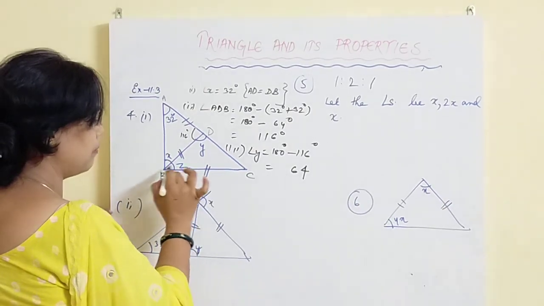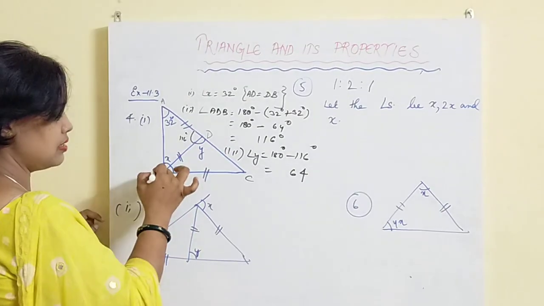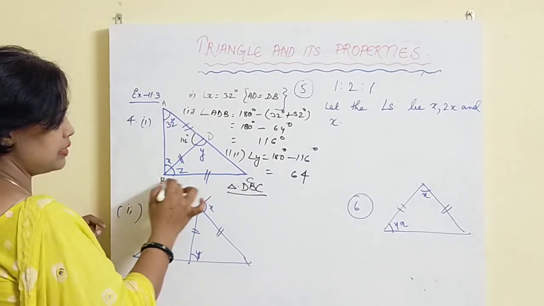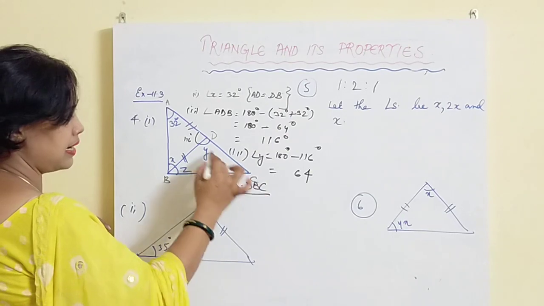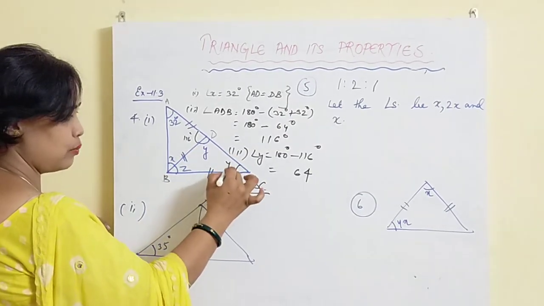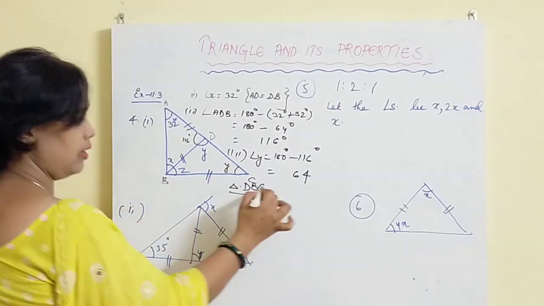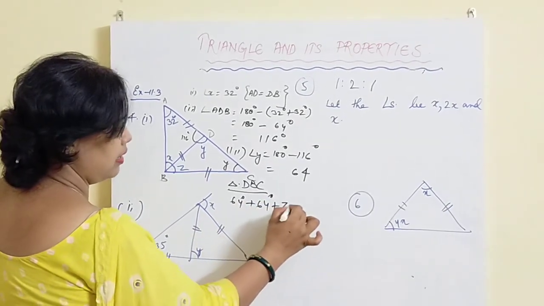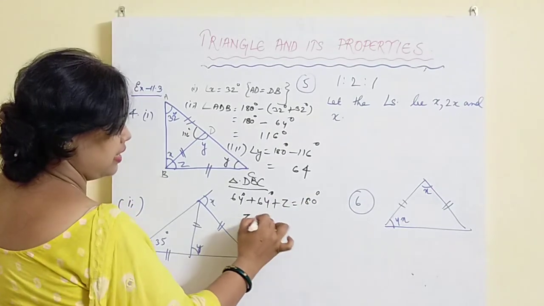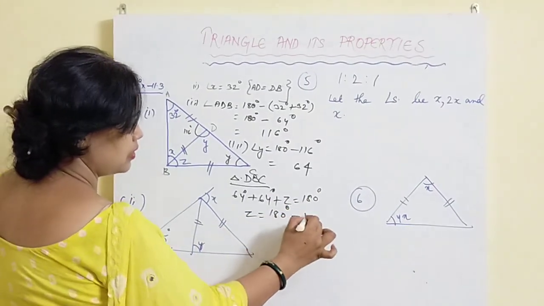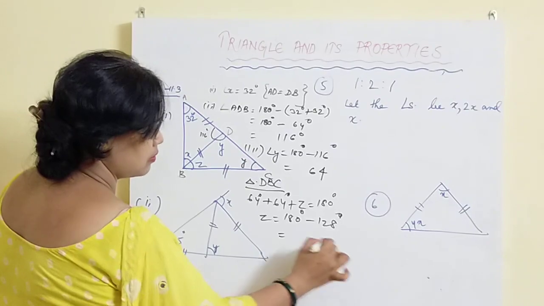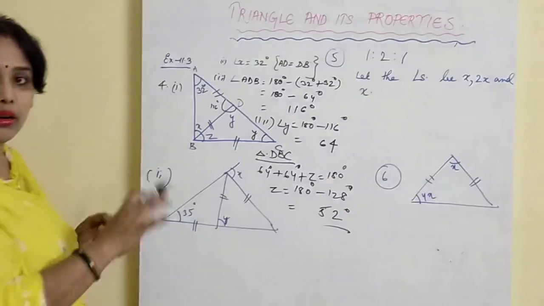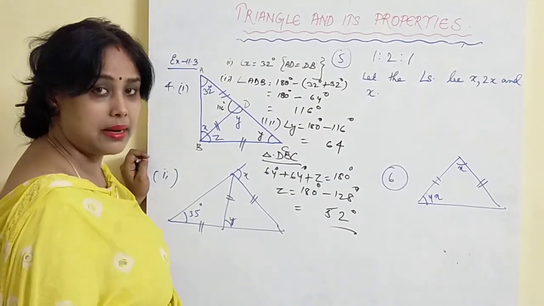Now we will see triangle DBC. So in triangle DBC you try to observe this side is equal to this side. Therefore as it is y, this will also be y. So 64 degree plus 64 degree plus z is 180 degree. Z is equal to 180 minus 128, 52 degree. So children, here I have not written the reasons this time, but please do.